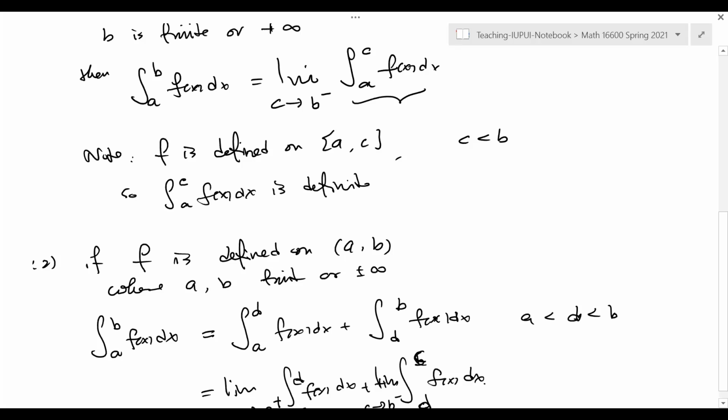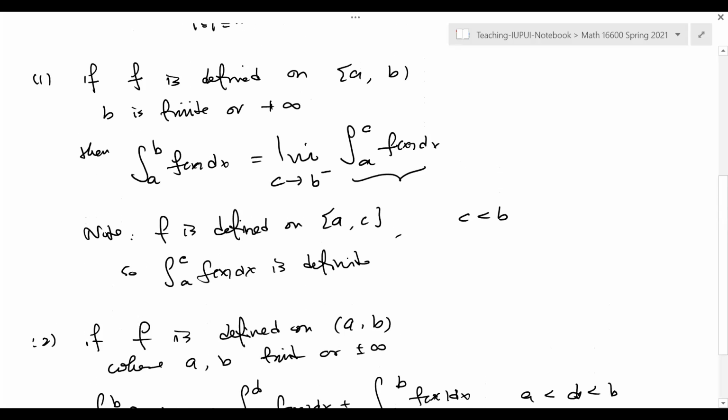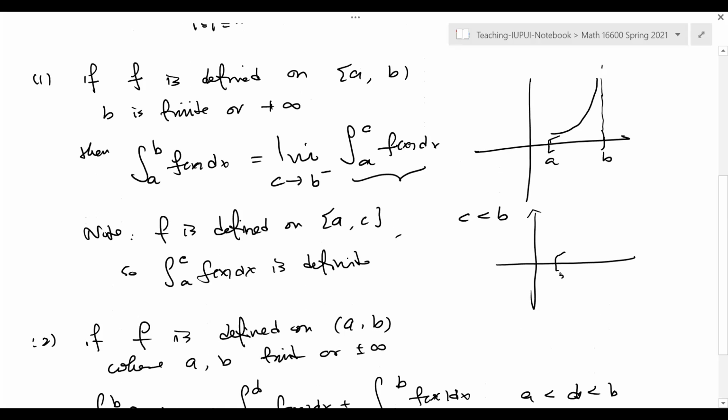Let me show you the picture before moving on to the next problem. For example, in the first case, when b is positive and finite, the graph could be like that; it's impossible to define the function at b. Another case is when b is infinity, so it could be like this. Similar, and the graph goes to infinity here.